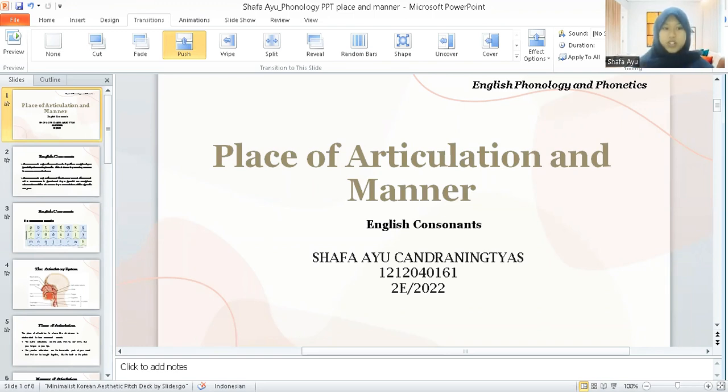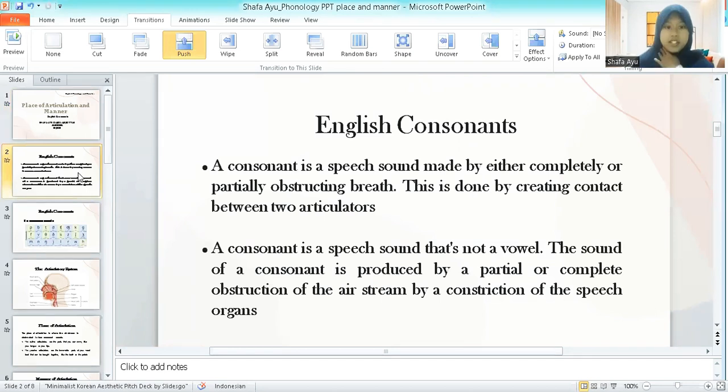And on this occasion, I will explain about the place of articulation and manners in consonants. So we will continue to find out. Okay, first is English consonants. So how do we describe consonants?